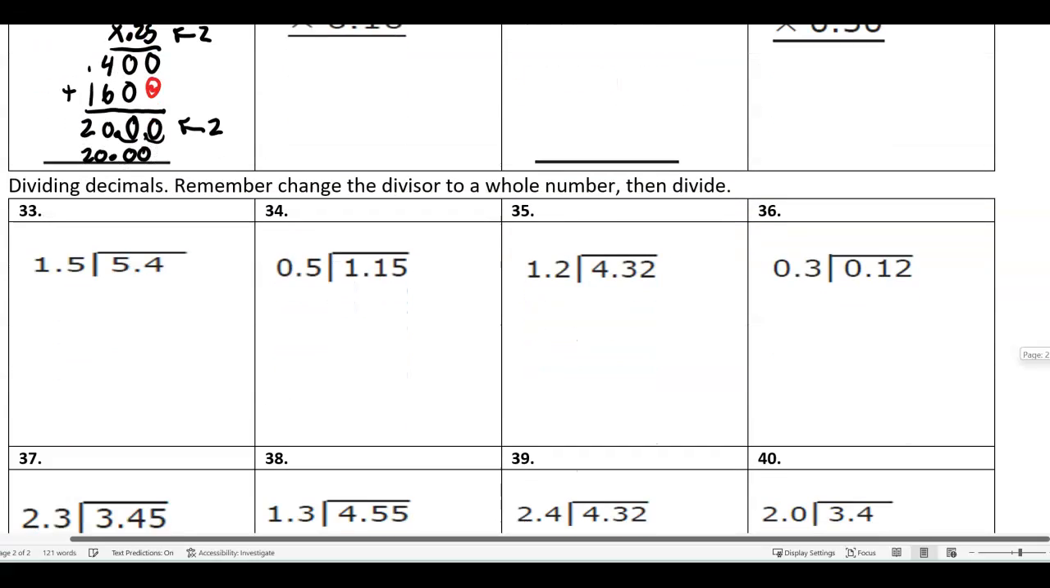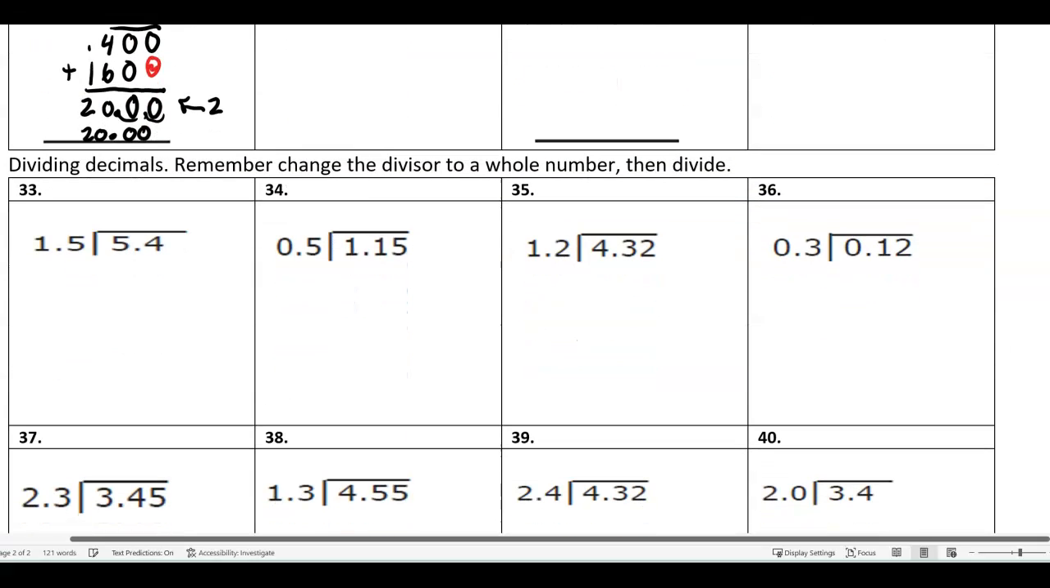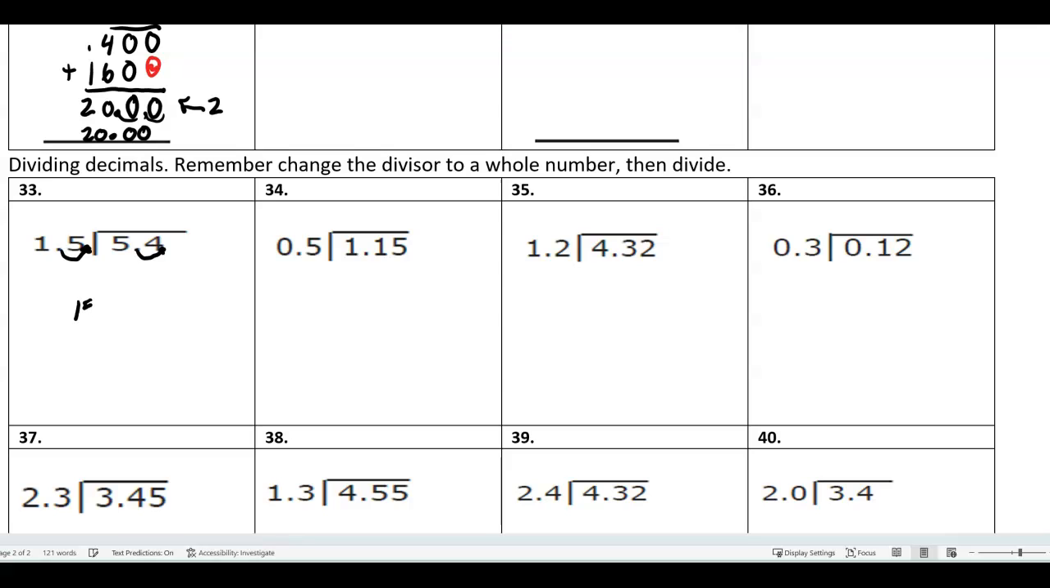All right. And lastly, let's do a division problem. Remember to change the divisor to a whole number, then divide. So we're going to swoop once here and swoop once here. We now have 15 into 54. This is our new problem. Put the decimal at the end, put the decimal up top as well. How many times does 15 go into 54? 3 times, because that's 45. You have 9 left over. Your answer is not 3.9.